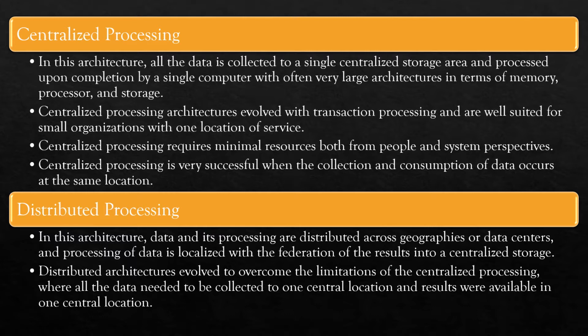Okay, distributed architecture evolved to overcome the limitation of centralized processing, because centralized processing only supports the small. It's okay for a small company, but if there is a very big company or big organization, they cannot use the centralized, so they have to use this distributed processing. That means distributed processing is introduced to overcome the limitation of centralized processing.